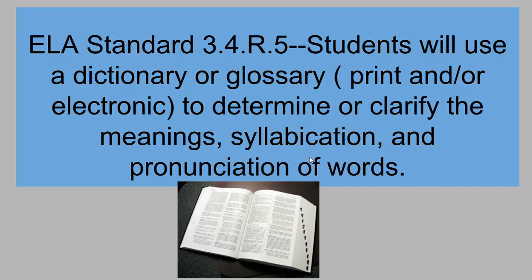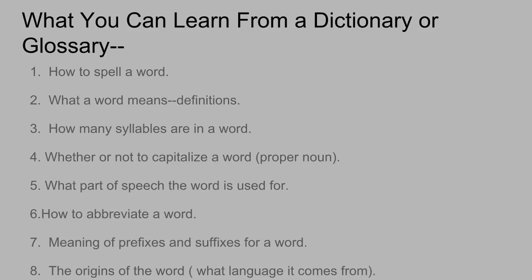We are going to be working with the Oklahoma Academic Standards for third graders, specifically the English Language Arts Standard 3.4.R.5. Students will use a dictionary or glossary, print and/or electronic, to determine or clarify the meanings, syllabication, and pronunciation of words. What you can learn from a dictionary or glossary.